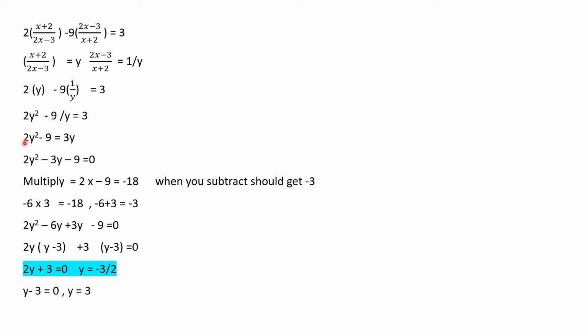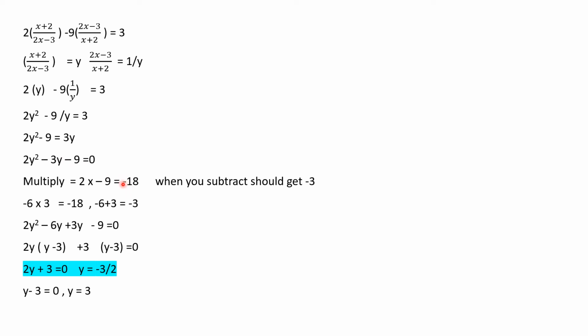So 2y square minus 9 equal to, this y will go to this side as multiplication, 3y, right? This y is common for the whole thing, for 2y square minus 9. Now 2y square, this 3y if it comes to this side, minus 3y minus 9 equal to 0. Multiply, when you multiply you should get minus 9 into 2, that is equal to minus 18.